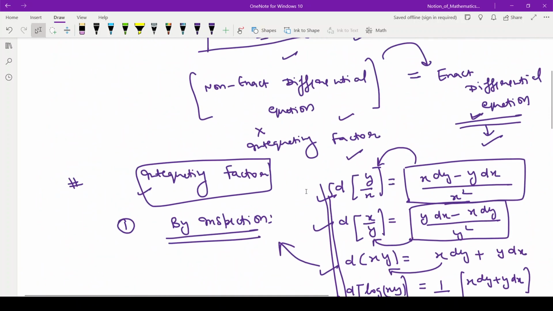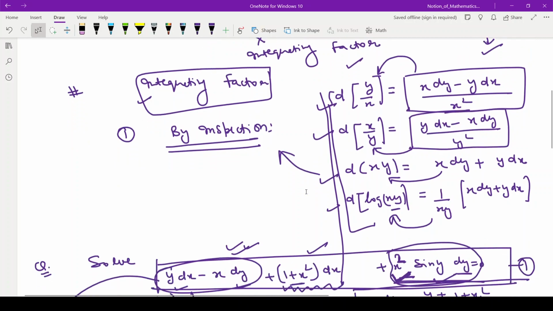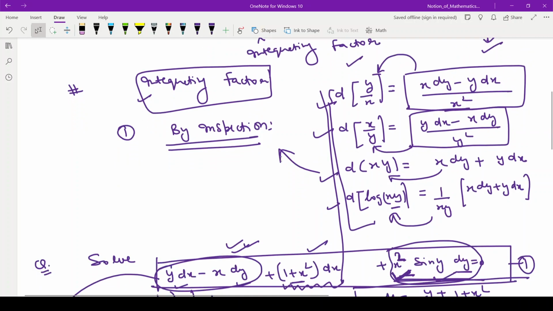So this is one question regarding the inspection method.